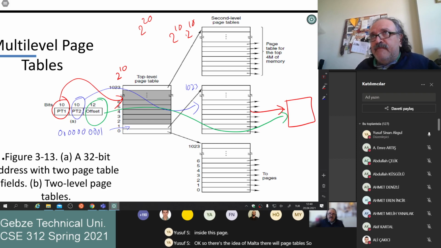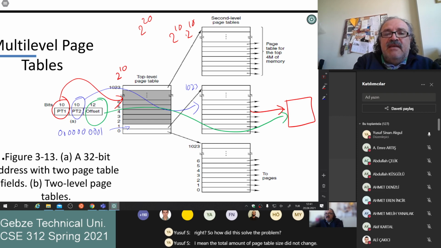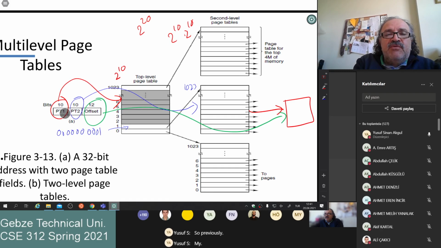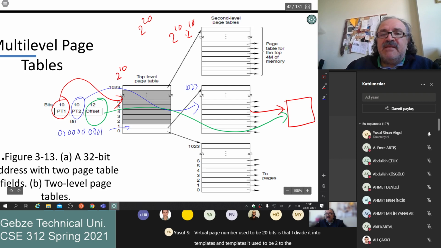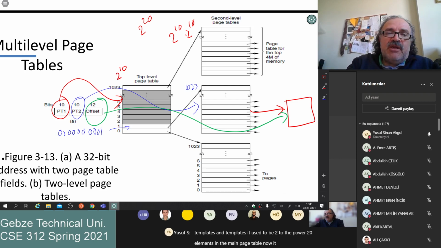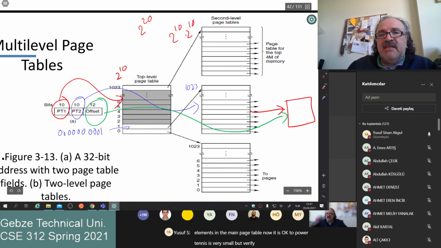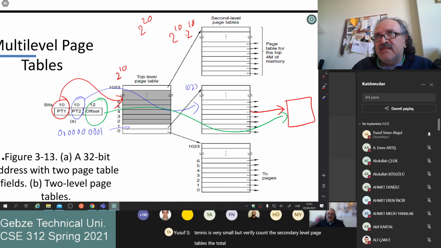So what is the advantage of it? Why am I doing this? What problem am I solving? I am trying to solve the problem of page tables being too large, right? So how did this solve the problem? I mean, the total amount of page table size did not change. Previously, my virtual page number used to be 20 bits. Instead, I divided it into 10 bits and 10 bits. It used to be 2 to the power 20 elements in the main page table. Now it is 2 to the power 10. It is very small, but if I count the secondary level page tables, the total memory is the same. A little bit more.